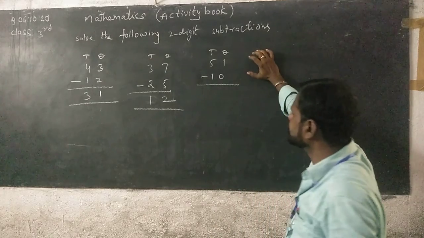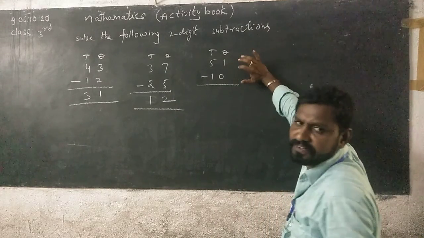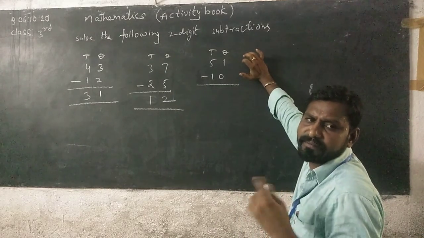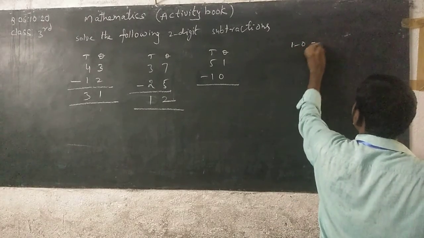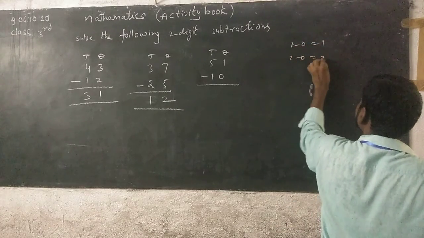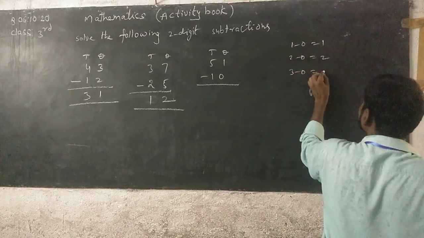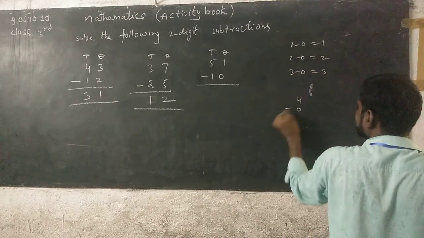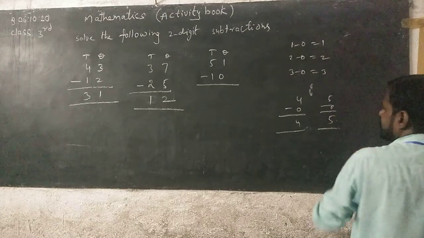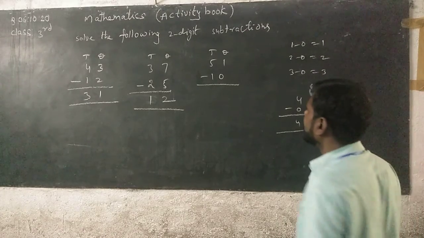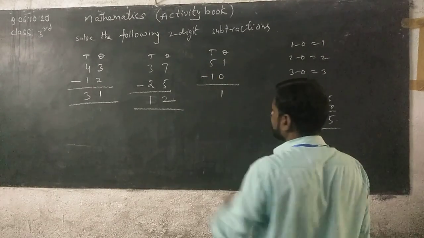First we subtract the digits in ones place. 1 minus 0. When 0 is subtracted from any number, you get the same number. 1 minus 0 is equal to 1. 2 minus 0 is equal to 2. 3 minus 0 is equal to 3. 4 minus 0 is equal to 4. 5 minus 0 is equal to 5, like that. So now you can write 1 minus 0, 1.